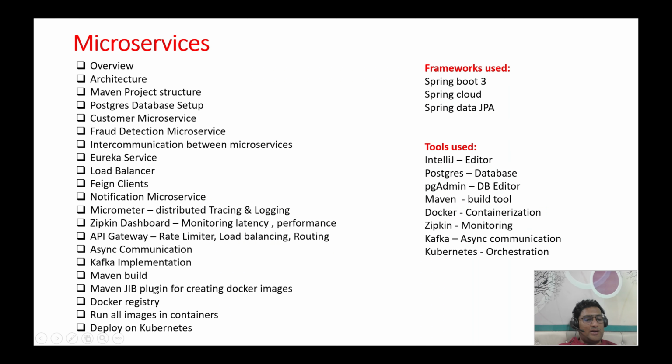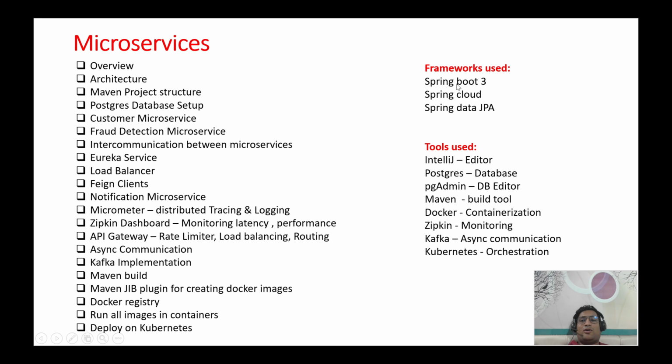Then we'll use a Zip plugin for creating Docker images of our microservices application. We'll push those images to a Docker registry. Then we'll run all those images in containers in Docker. Then we'll see how to deploy these images onto a Kubernetes platform.